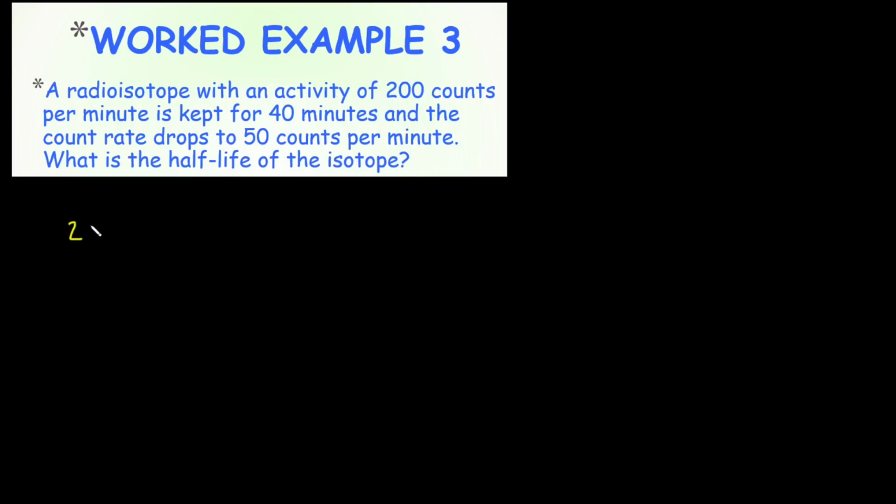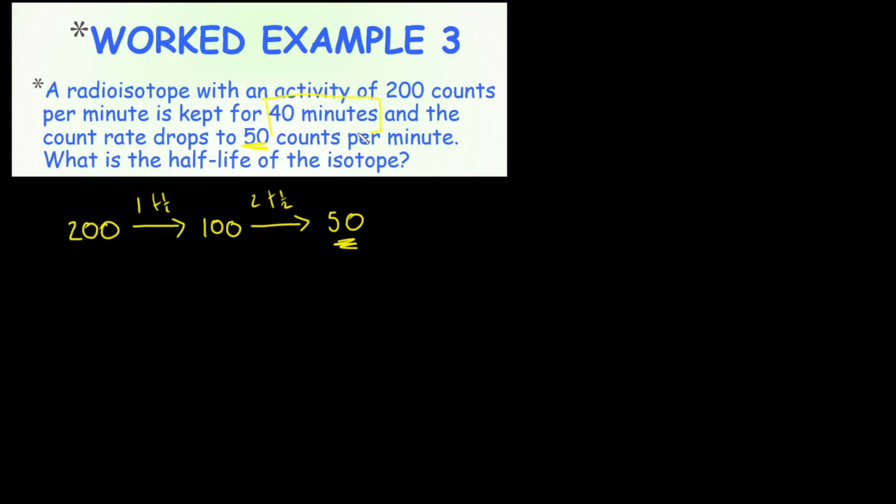So we know that we are starting with 200 counts per minute. If I half that, I will get 100 counts per minute. If I half that again, I'll get 50 counts per minute. And I'm going to stop there because I know that's what the counts per minute was after the 40 minutes. So how many times have I halved this 200? Well, there's one half-life. There's our second half-life. So I've halved the 200 twice. There's been 2 half-lives within the time period that I left the sample.